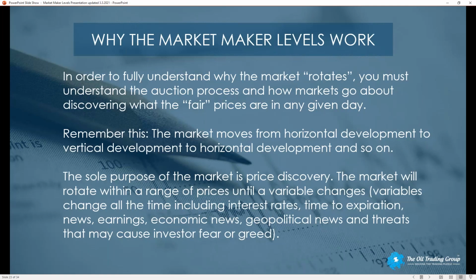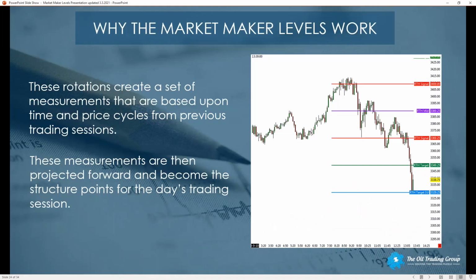So the sole purpose of the market is price discovery. Rally to find sellers, sell to find buyers. The market will rotate within a range of prices until a variable changes. Variables change all the time, right? News, geopolitical situations, et cetera. But the market is going to rotate within those prices until you get a variable change. And once you do, then you go to vertical development, and then eventually it finds horizontal development. And that process continues all of the time.